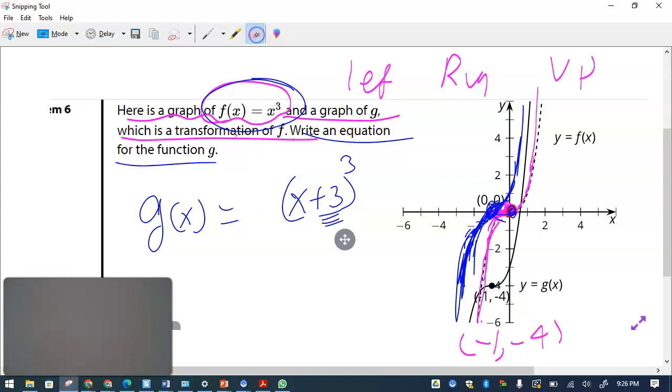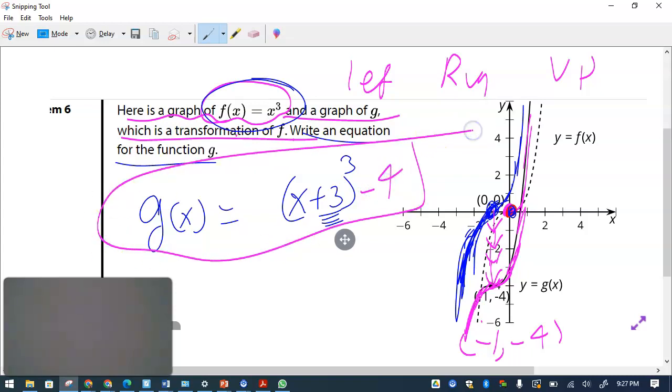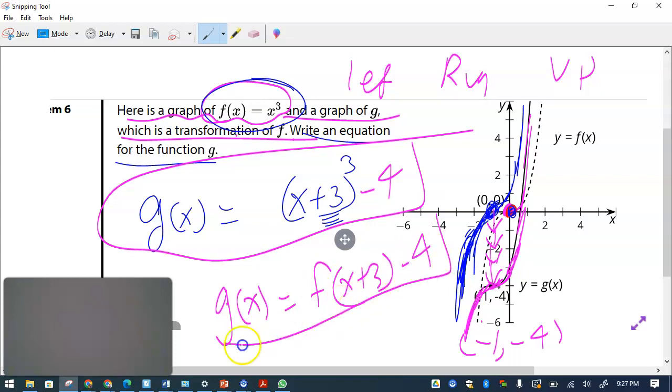And then it has to go down. So now I have to move it down. Let me use this color. It goes 1, 2, 3, and 4. So it goes 4 down. When it goes 4 down, it translates, or shifts, 4 units down. That means you have to write -4, and you are done. So that's it. Or if you want to write it in function notation, you can write g(x) is f of x plus 3, and then -4, and there you go, done.